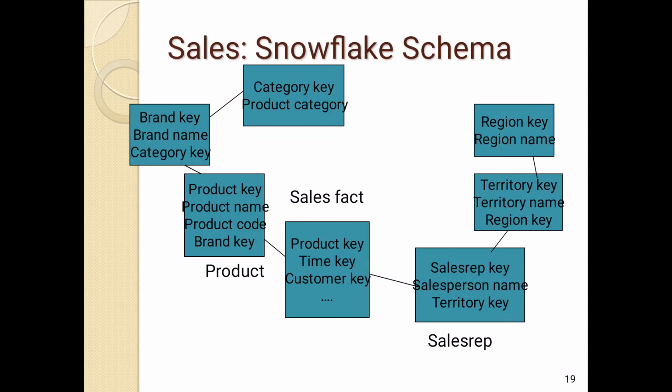Next, see this, we already saw the star schema, right? Here the same thing, snowflake schema. Product category, inside the product category we are having a brand key, brand name, and a category key. So see the product attributes. So inside the sales fact table, we are having a product key, time key, and customer key. Under sales representation, salesperson name and key, territory key and regional key. Okay, so these are the timing keys, and also their hierarchy levels.